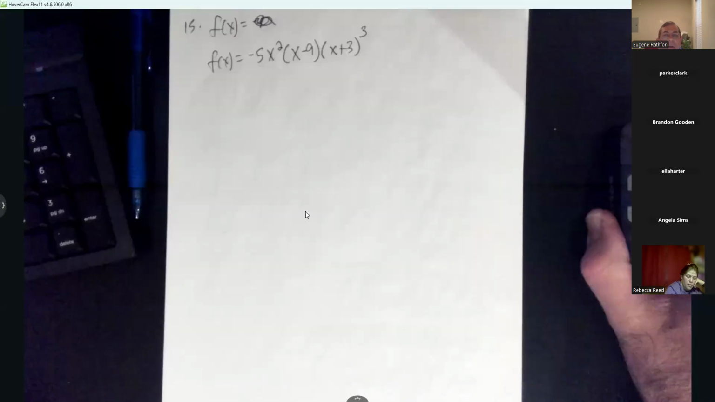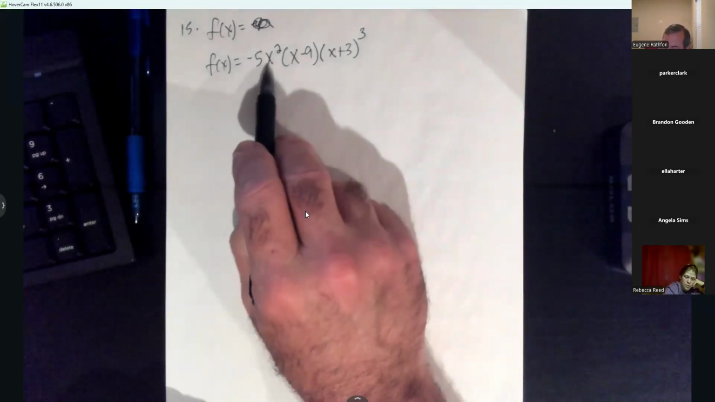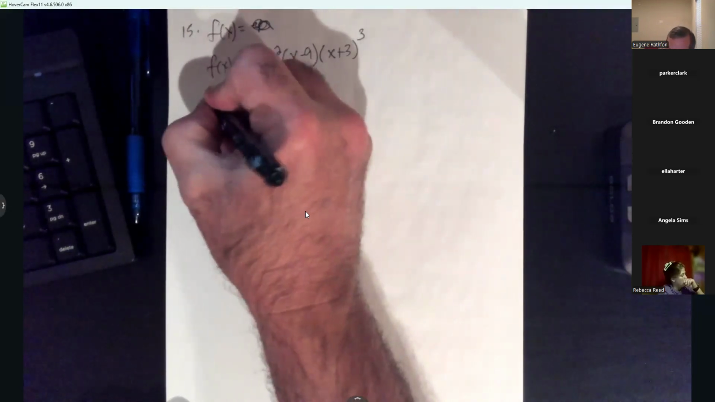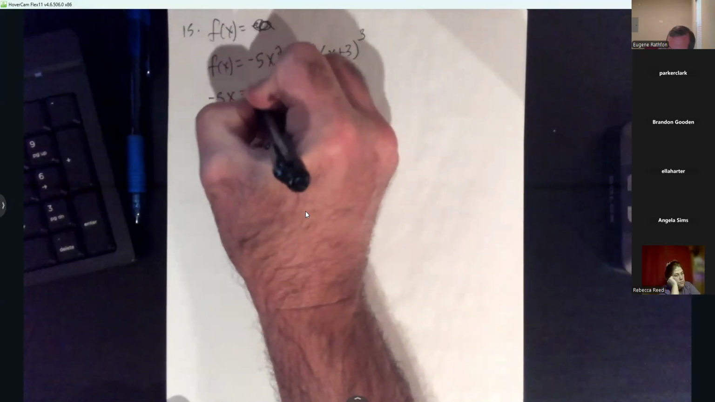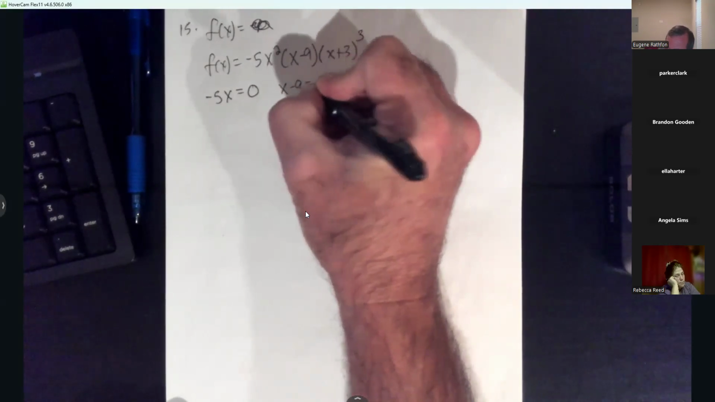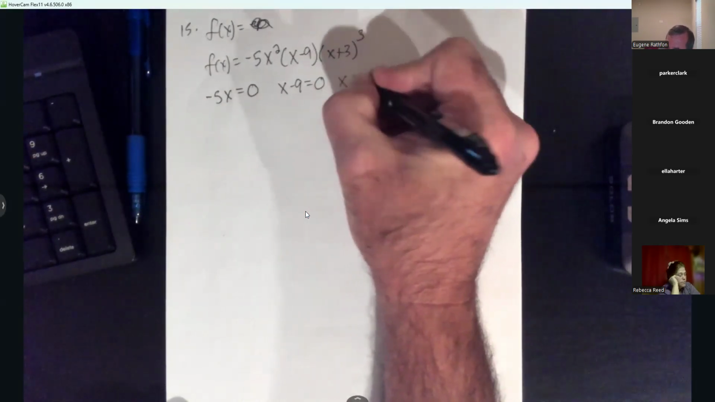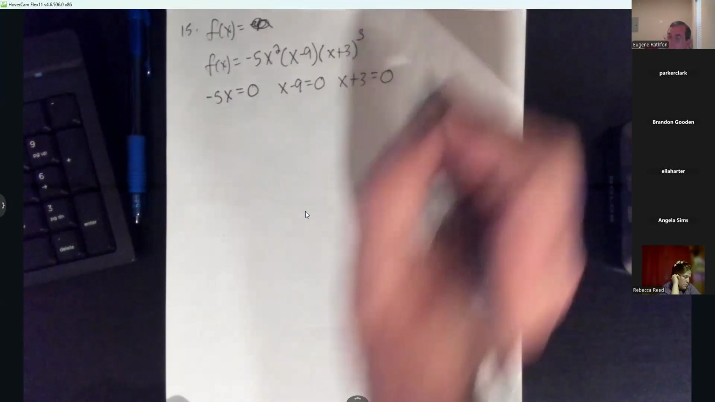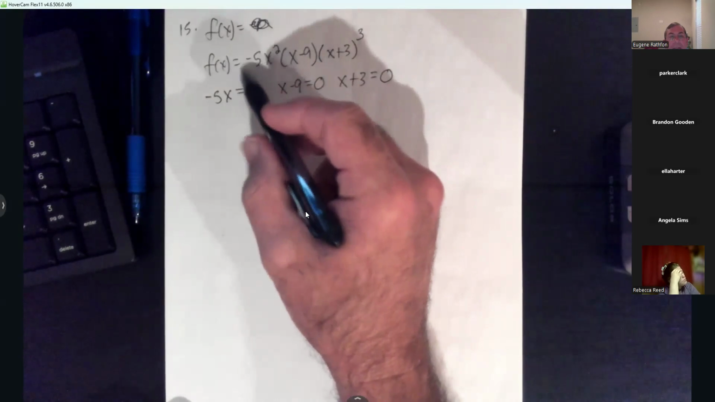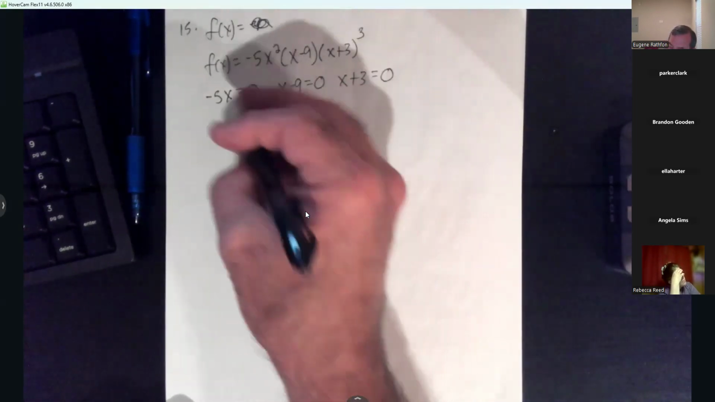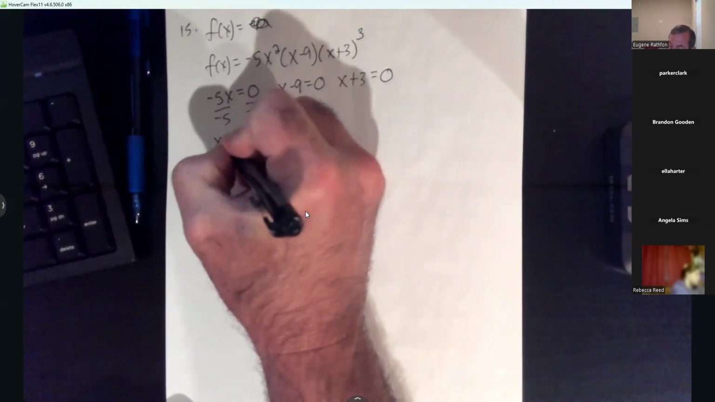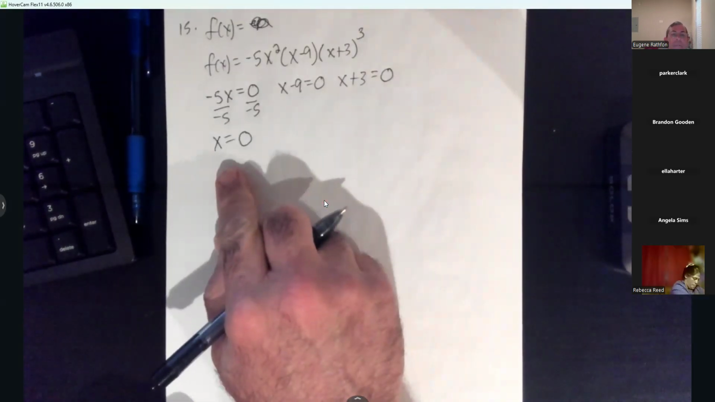All right, so to find my zeros, I'm going to set this negative 5x equal to 0. I'm not worried about these exponents. I'll set the x minus 9 equal to 0, and then the x plus 3 equal to 0. And really, anytime you got this single variable like this, it's always going to equal 0 because when you divide that by that negative 5, you're still going to get a 0 for that one.